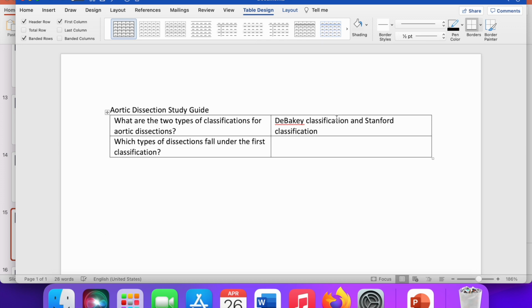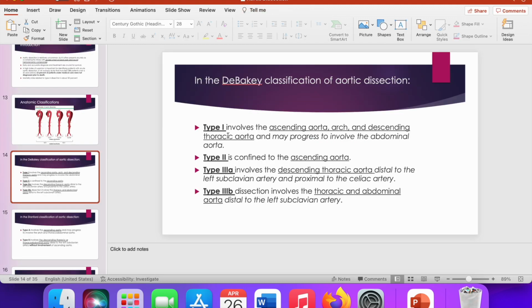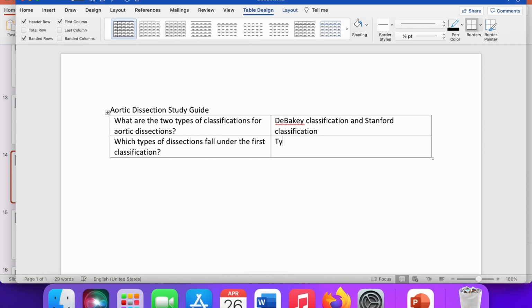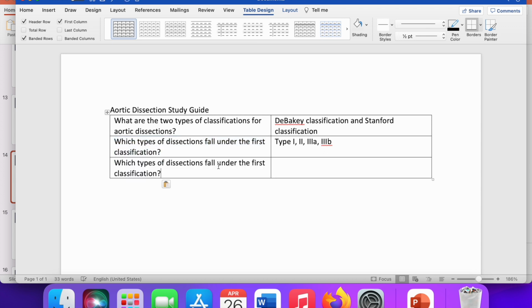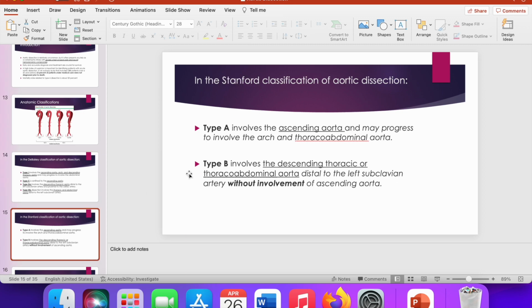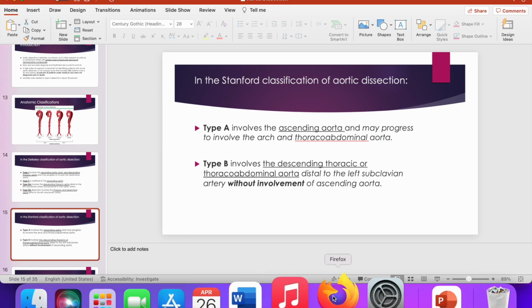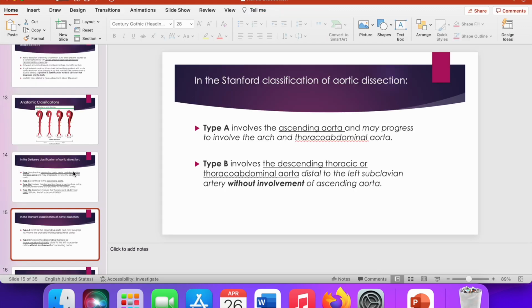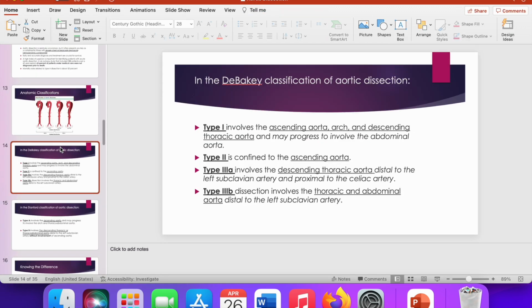My next question: what types of dissections fall under the Zabaki classification? Then I'm going to go back and answer that question. If you notice, I didn't write the Zabaki classification in the question, because I want to make sure that I know what the classification is. So I wouldn't even be able to answer that second question unless I knew the answer to the first one. And you can see how I did the third question as well.